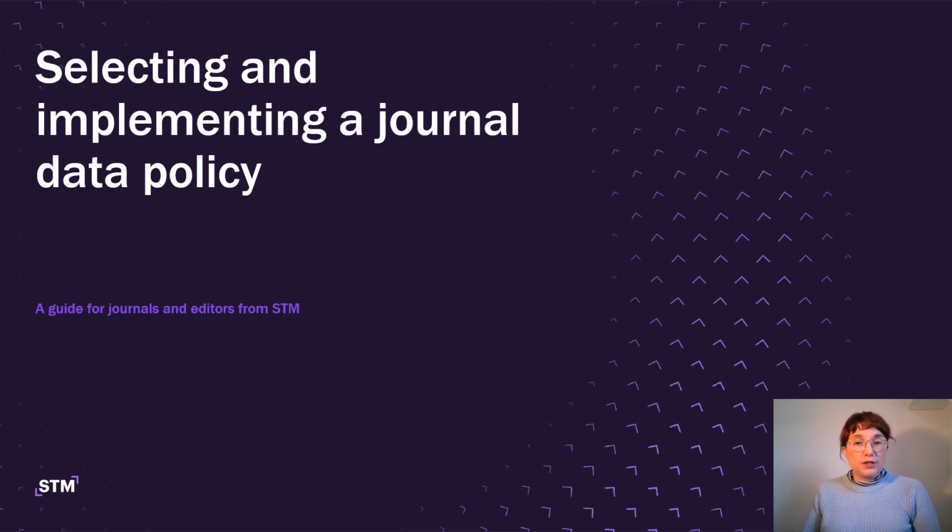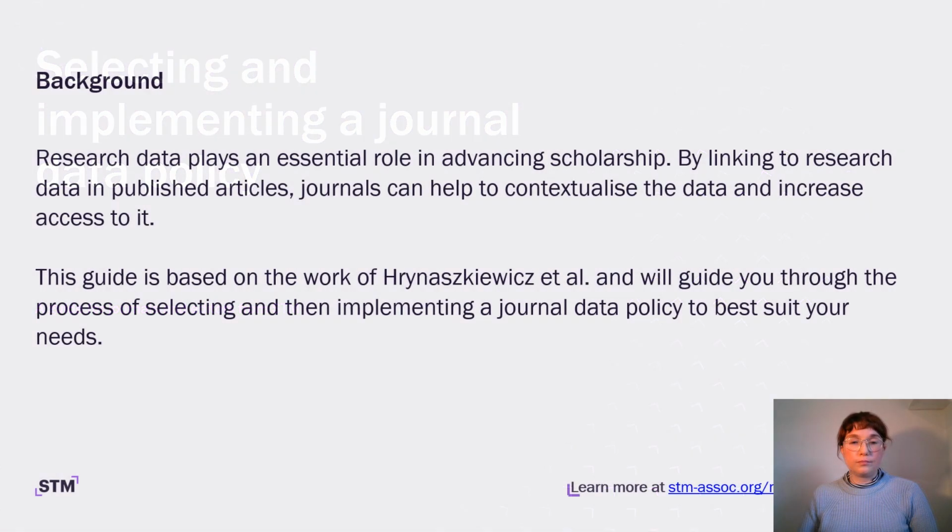In this presentation, I'll outline the STM Association's guidance on selecting and implementing a research data sharing policy for academic journals. Research data can help to advance scholarship, and journals have a key role to play by contextualizing published data and increasing access to it. This guide builds on a framework for journal data policies developed by the Research Data Alliance and published in 2020.